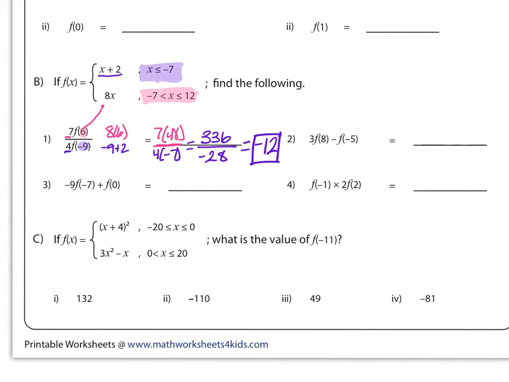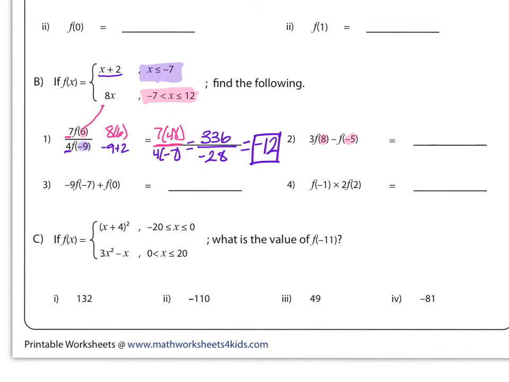Well, it says f of 8. Well, 8 is between -7 and 12. So I, again, forgot to go to here. 8 is there. And then -5 is also between -7 and 12. So this one I'm plugging both into the second equation. I'm not using the first one at all in this one. Is that okay? Yes, it is.